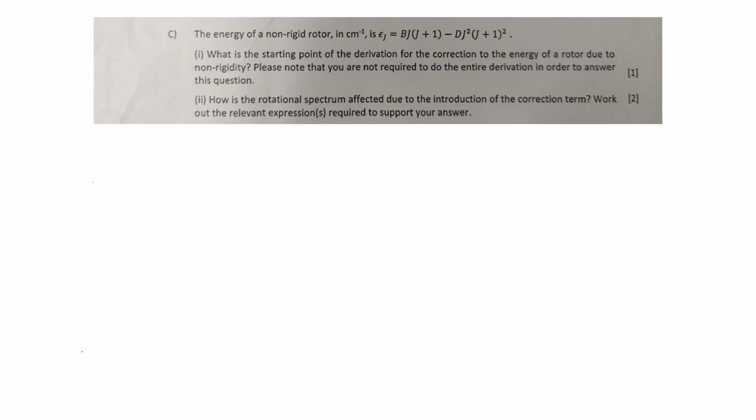So the next question says the energy of a non-rigid rotor in centimeter inverse is given. Now, as non-rigidity has been involved, you see now the energy Ej is BJ(J+1). So let me write it down once. So this is for a non-rigid rotor.